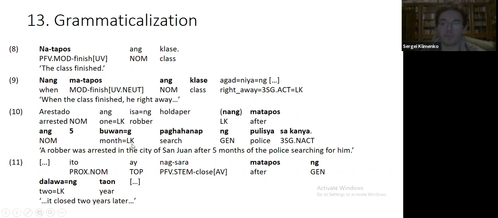But then nowadays, it's also possible to use the argument of matapos not with nominative marking, but with genitive marking, like in 11, where we have matapos ng dalawang taon. It closed 2 years later. And in this construction, matapos ng, the syntax of an adverbial clause has broken down completely. And the combination matapos ng is in fact not different in any way from the syntax of any typical preposition in Tagalog.